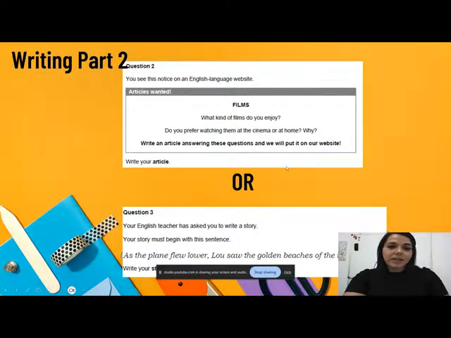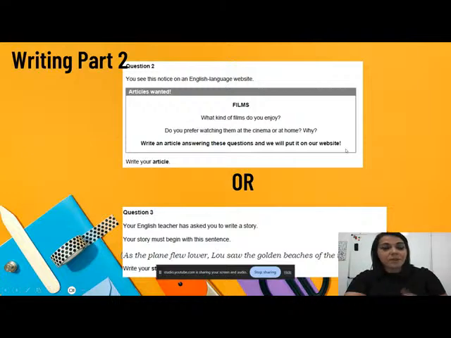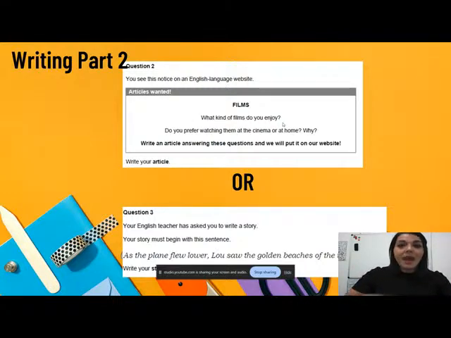The other option is to write a story, and here we can see the introductory sentence to that story. And I don't want to influence you, but I usually recommend to my students that they write the article instead of the story. The reason for that is it gives you a little bit more structure. It gives you a bit more information that you can incorporate into your writing.